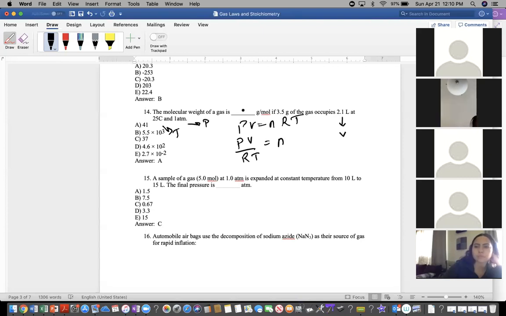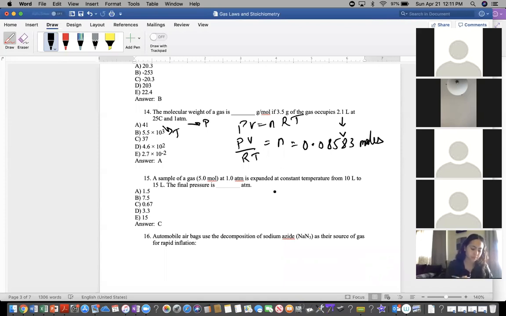So I got the moles equal to 0.085832. It was a long number. That should be good enough. And then you just divide that by 3.5. Let's see if we need to divide or multiply. We'll look into the formula.